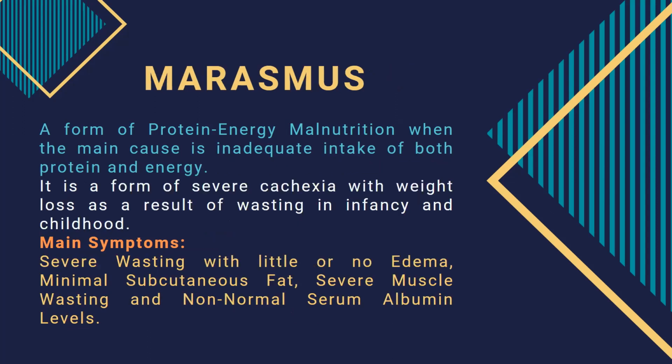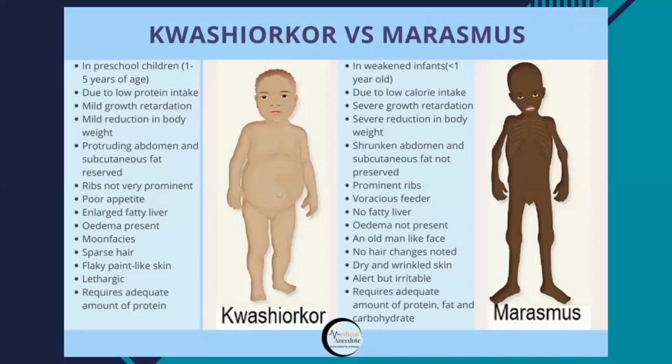Marasmus is a form of protein energy malnutrition when the main cause is inadequate intake of both protein and energy. It is a form of severe cachexia with weight loss as a result of wasting in infancy and childhood. The main symptoms include severe wasting with little or no edema, minimal subcutaneous fat, severe muscle wasting, and non-normal serum albumin levels. This figure shows the comparison between a child with kwashiorkor and marasmus. Kwashiorkor is prevalent in preschool children of 1 to 5 years of age, and marasmus is particularly common in weakened infants of less than 1 year old.